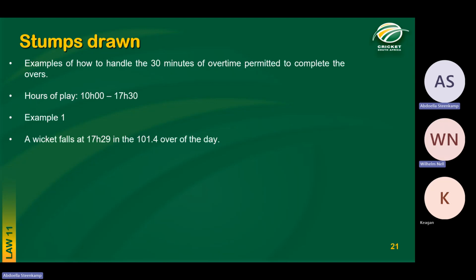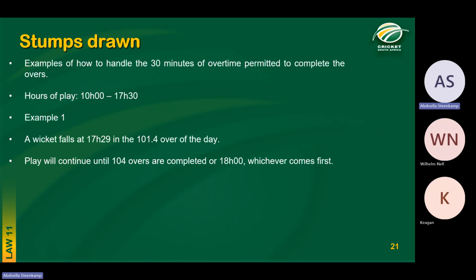You will need to continue playing, Dula. Why? Because you have not yet bowled 104 overs, nor are you in the 104th over of the day. Well done. That's exactly why you need to continue. Play continues until you bowl 104 overs, or you get to 6 o'clock, because 6 o'clock is your cut-off time. You're allowed a max of 30 minutes, whichever comes first. Obviously, there's still 2 point something overs. They'll get done before 6. But yeah, well done.